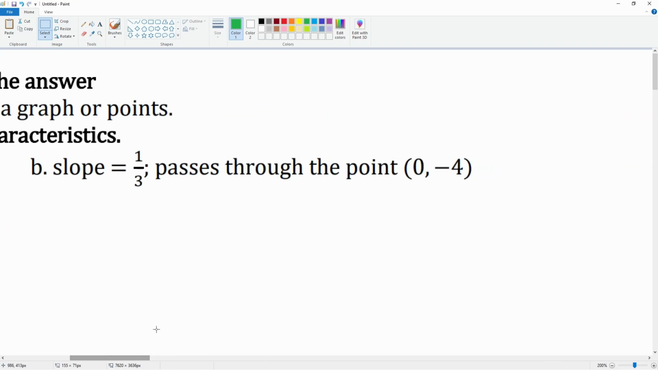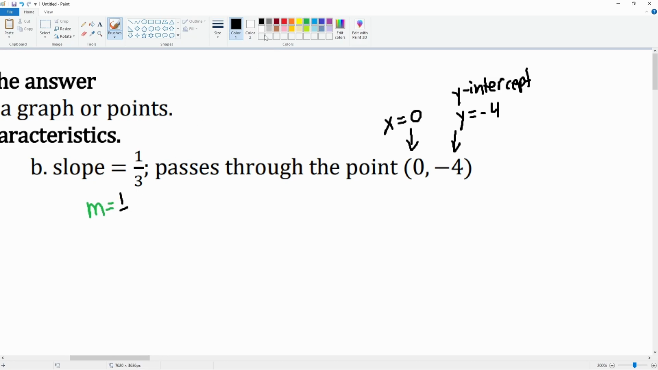All right, B. Here we have the slope, so that is m equal to, then we have passes through this point 0, negative 4. Notice that this is x is equal to 0, and this is when y is equal to negative 4. When x is equal to 0, this is considered to be the y-intercept. So we can write here, the y-intercept, b, is equal to negative 4.